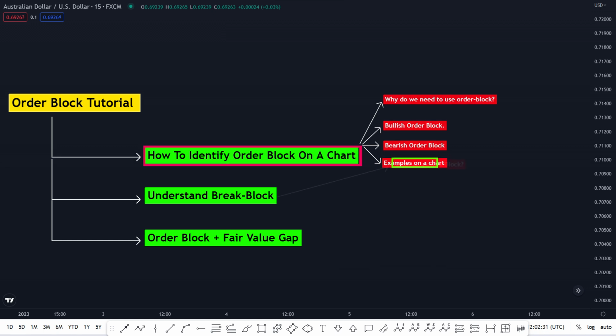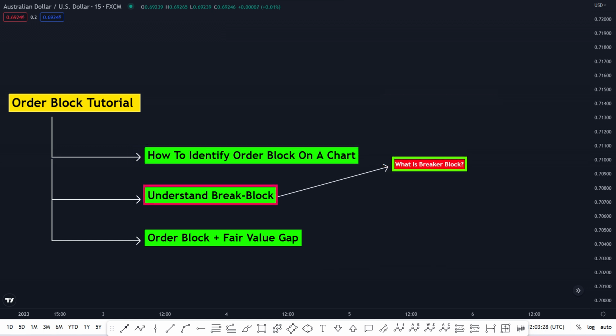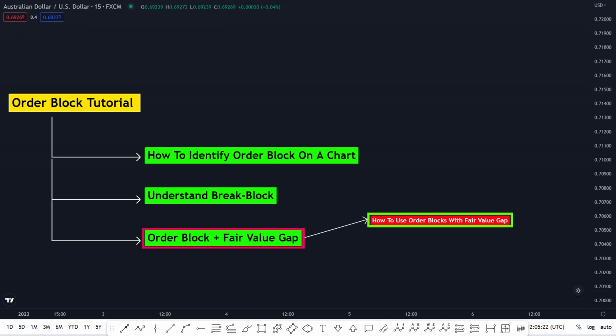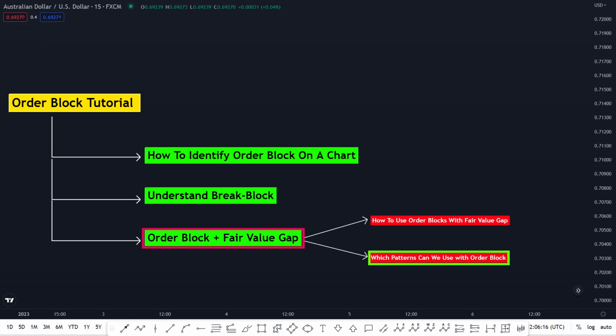On the second chapter of this video you will understand what a breaker block is in a more friendly way. We will also do an example on a real Forex chart to see how a breaker block looks and even how to trade it. On the last chapter of the video you will learn how to use order blocks and fair value gap on the market. As a bonus I will also show you one trading pattern that can get you started today, and this trading pattern is very amazing and easy to learn, so stay tuned.